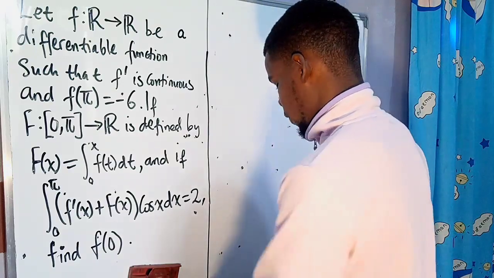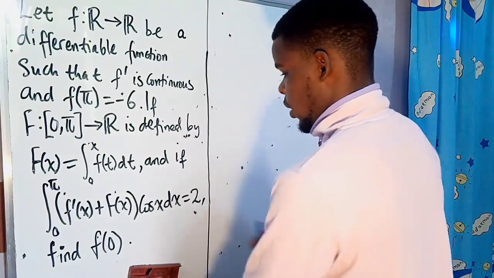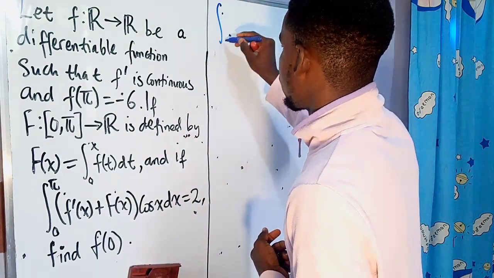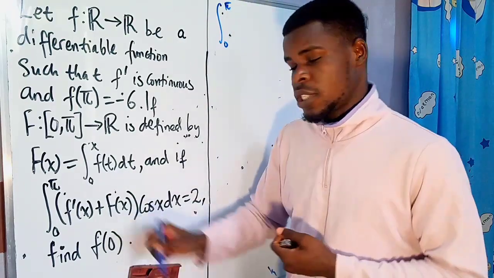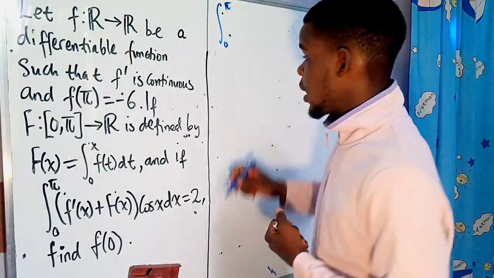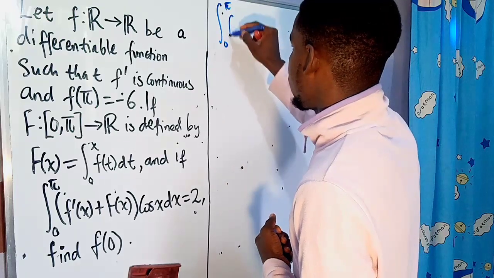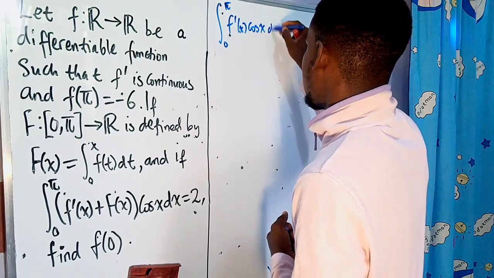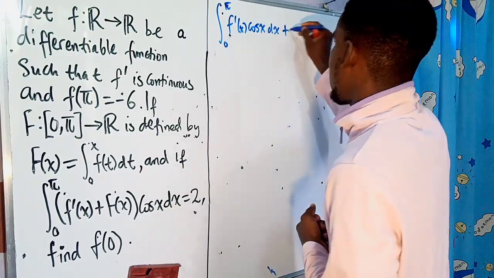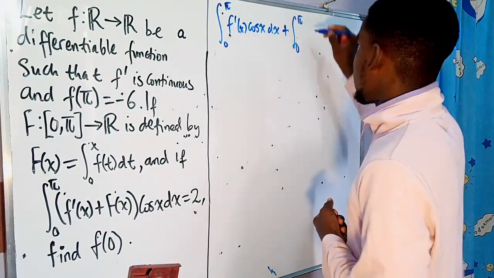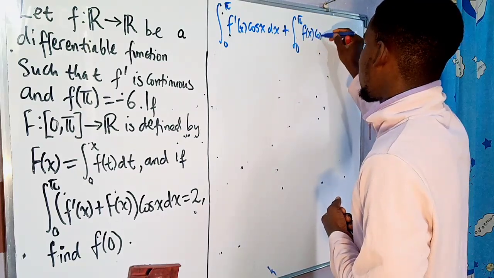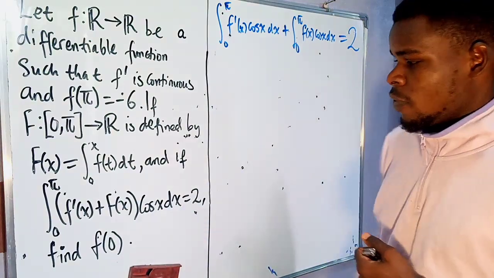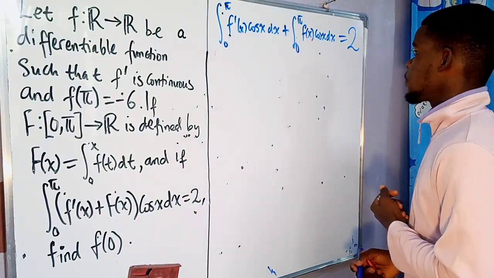We want to find little f of 0, and we are going to start off with this integral equation we are given here. So we are given the integral from 0 to pi, and you should notice that I can split this integral, given that the integral of the sum is the sum of the integrals. That means we are going to have the integral of f prime of x times cosine of x dx, and then we add it with the integral from 0 to pi of big F of x times cosine of x dx, and then we equate that to 2. So you distribute the cosine to everybody inside, and then you split the integral.